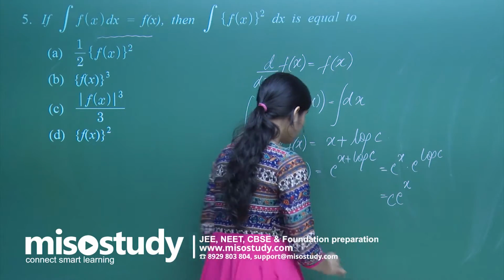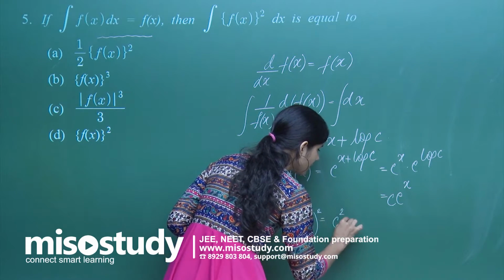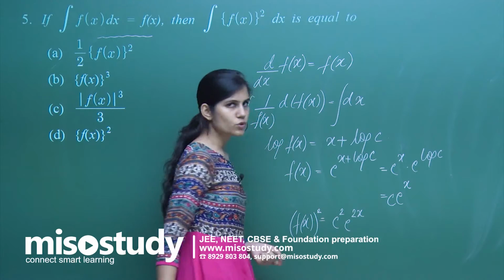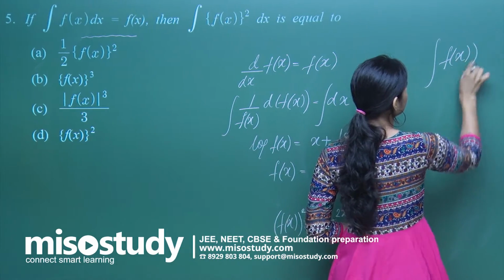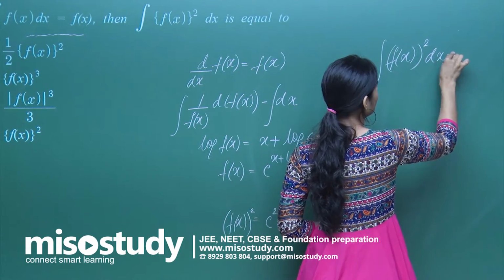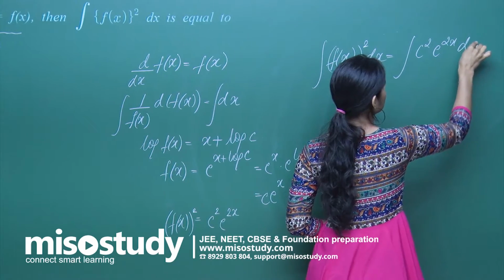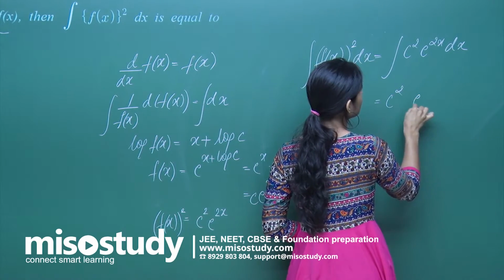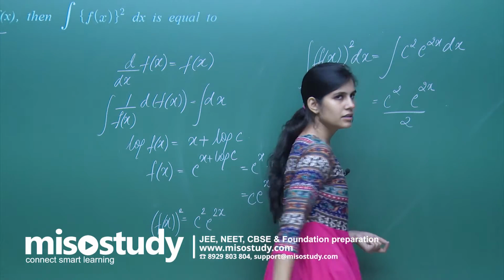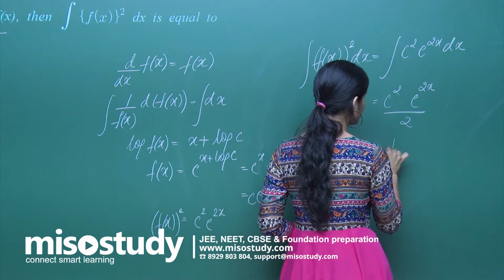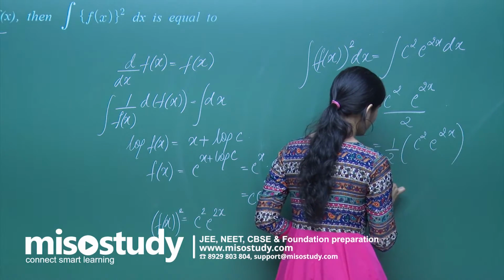f(x) is c into e to the power x, so (f(x)) whole square will be c square into (e to the power x) whole square, which is this. And when you integrate (f(x)) whole square, you actually integrate this, which comes out to be what? c square is constant, integration of e to the power 2x is this upon 2, right?